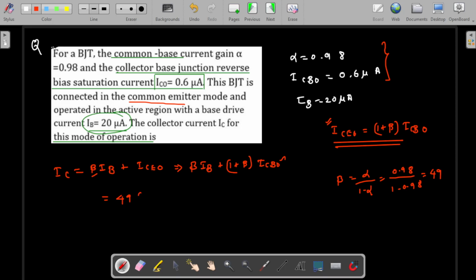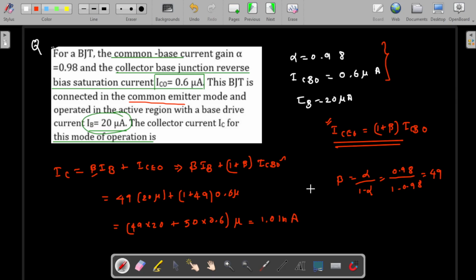So with 49, we know IB is equal to 20 microamps plus (1 plus 49) into ICEO, which is 0.6 microamps. Micro is common, so take micro outside, and substitute all the values: 49 into 20 plus 50 into 0.6, all in micro. If we do the calculation, we get 1.01 milliamps. That is the answer we will be getting.